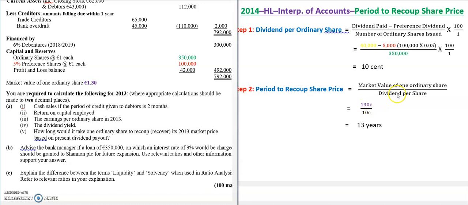Okay, our dividend per share we calculated above, 10 cent. We did the division on the 2, and it's 13 years. So the period to recoup, in years, in this case is 13 years. That's how you calculate period to recoup share price.